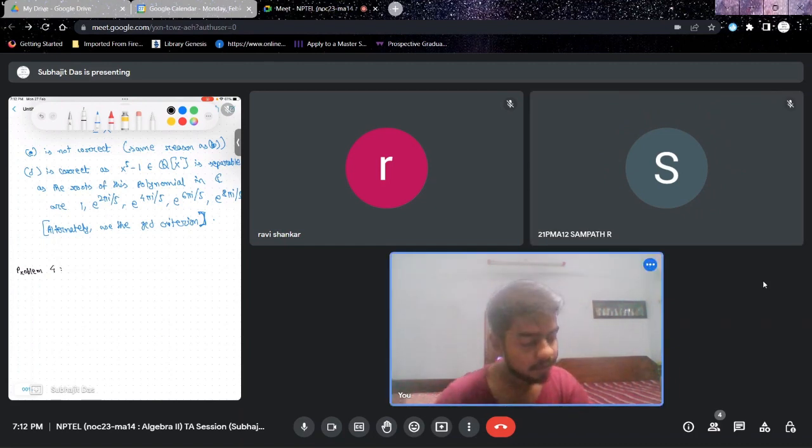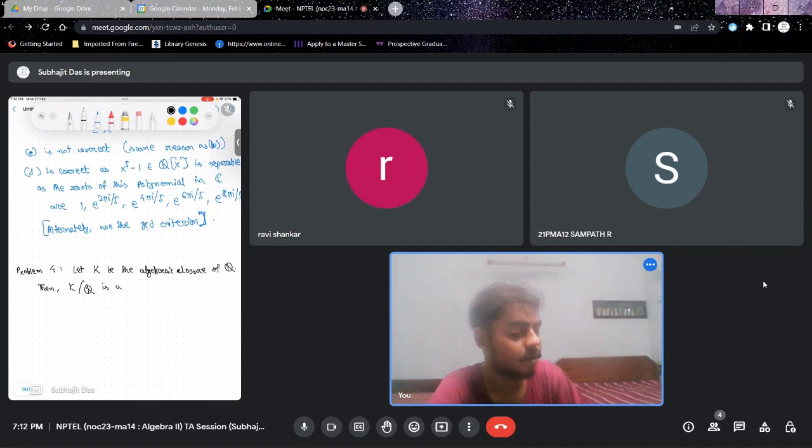So let's see this. Let K be the algebraic closure of Q, then K over Q is a Galois extension. Is this true or false? So you need to figure out whether this statement is true or false.